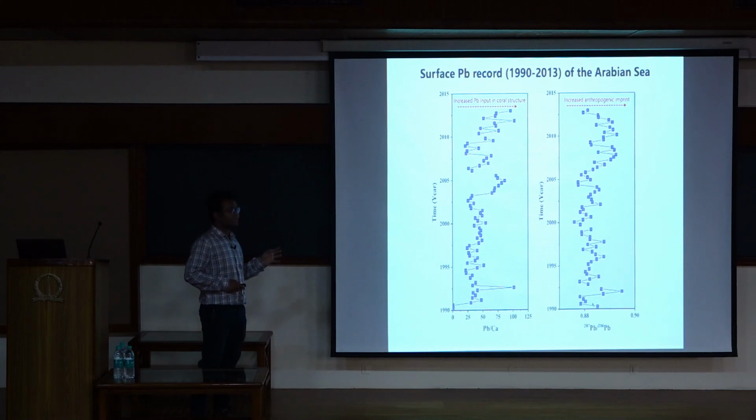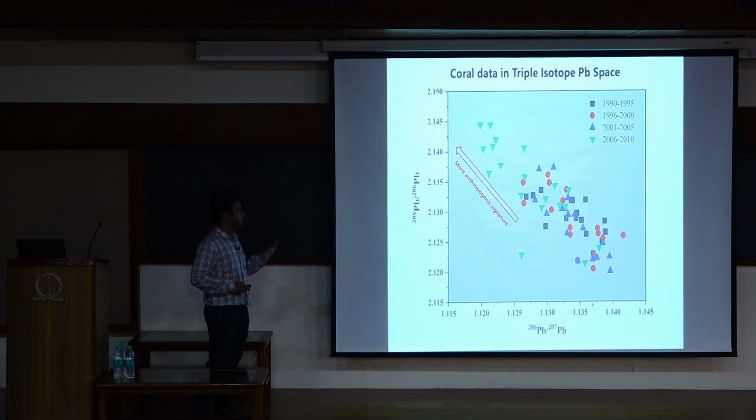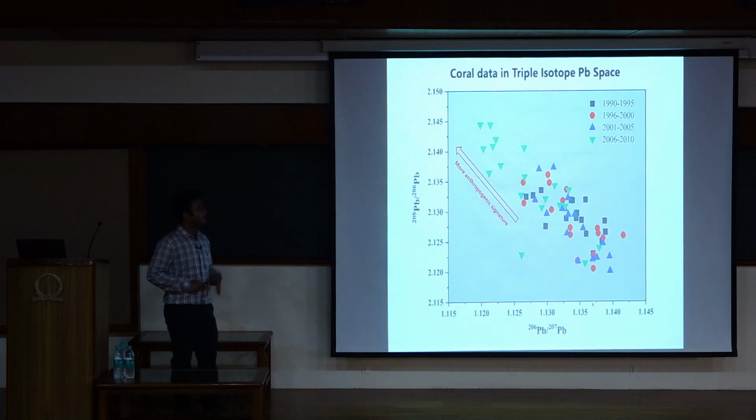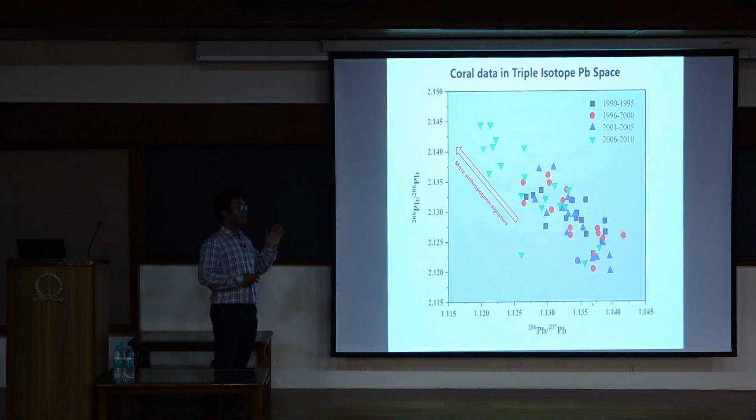And to better understand, we have plotted this data in a triple isotope space, and the entire data range of 20 years, you see here I have divided in 5 years, and the last, 2006 to 2010, is going towards the more anthropogenic end members compared to the other initial years. This is because India started using leaded gasoline late compared to the US.